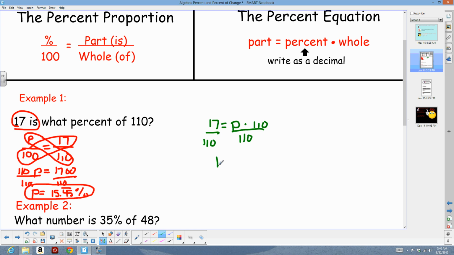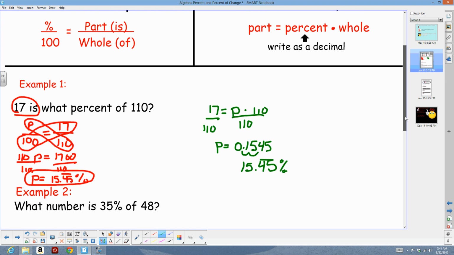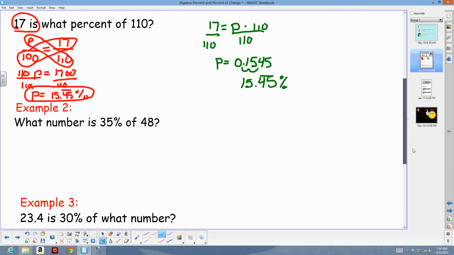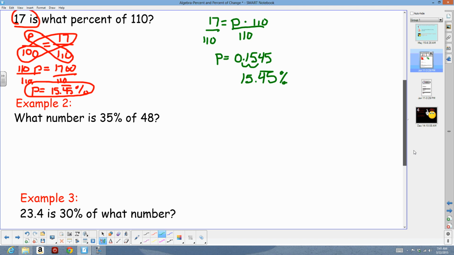And you end up with P equals 0.154545 and so on. But we have to write it as a percent now. Since I was looking for the percent, I need to write it in percent form. So it's going to be 15.45 repeating percent, or about 15.5%. You may want to pause the video and try the next two on your own.